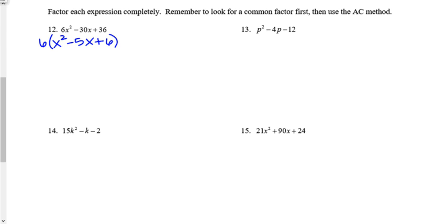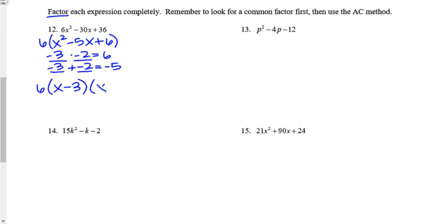We're not solving here, we're just factoring. So let's see. Factors of 6 that'll add up to be negative 5. 6 and 1 wouldn't work because I have to have a positive 6, but negative 3 and negative 2 would work. So keeping my 6 out front, I can just change this to x minus 3, x minus 2.